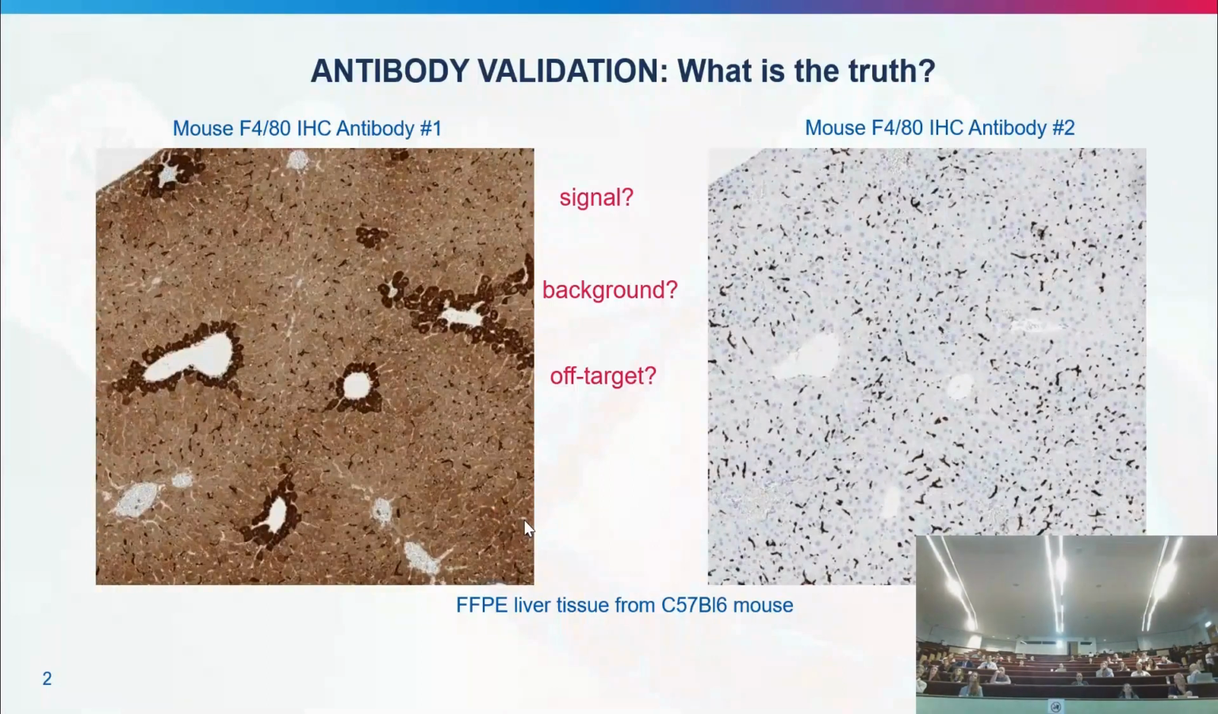On a high level, the antibody validation should address the question, what is the truth? And in this case, what is the true pattern? You are asked to have the antibody for F4/80 in liver, and you buy one commercial antibody, you buy another one, and they produce quite different patterns. Which pattern is the true one?